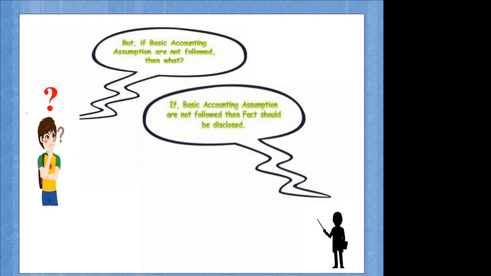So what if these basic accounting assumptions are not followed? Then, if basic accounting assumptions are not followed, that particular fact must be disclosed in the footnotes given to financial statements. So when any of the basic accounting assumptions is not followed, then it must be disclosed. Say for example, the accounting is done on cash basis and not on accrual basis, then it must prominently disclose it with clear information as to how and when the revenue and cost is recorded.